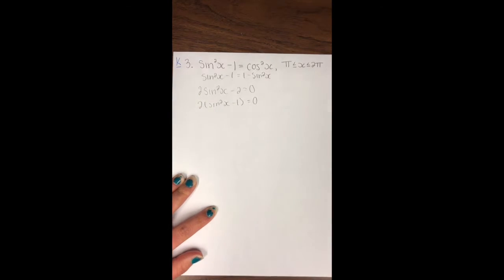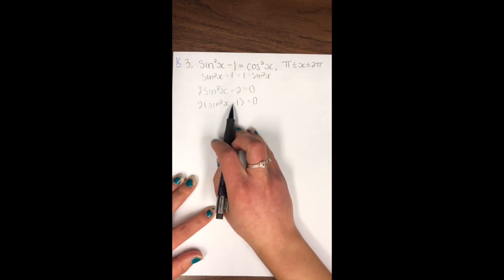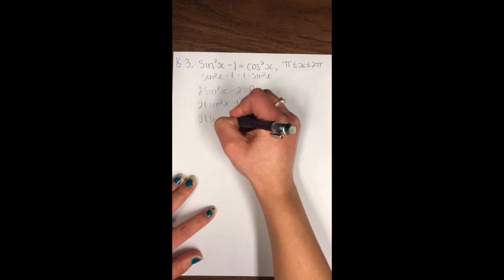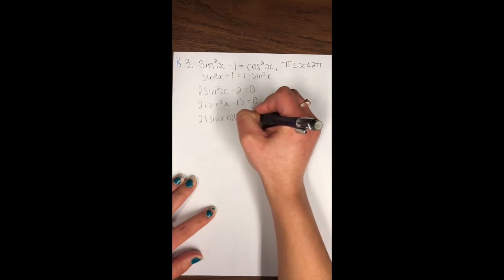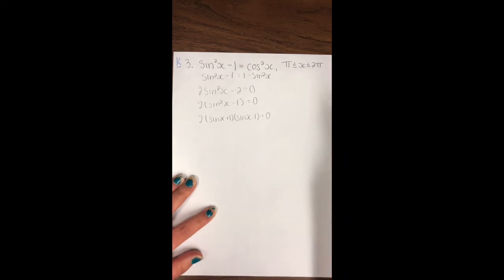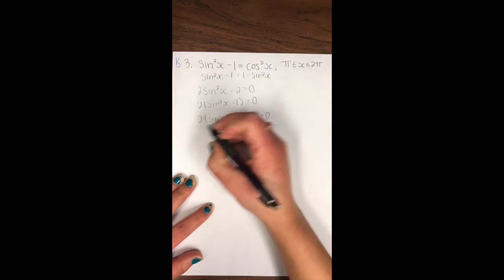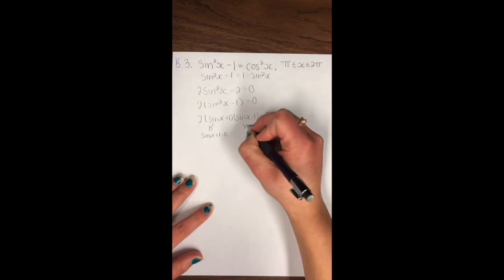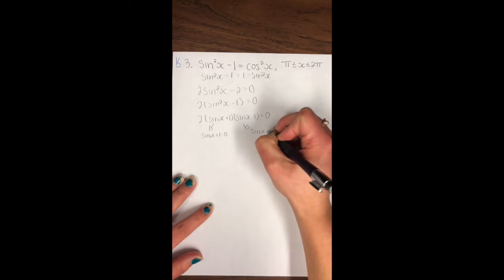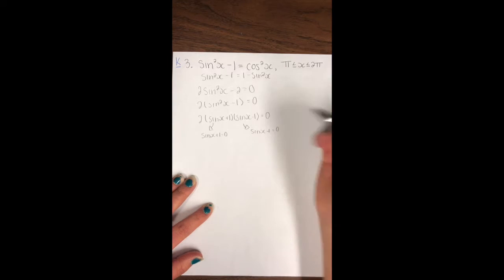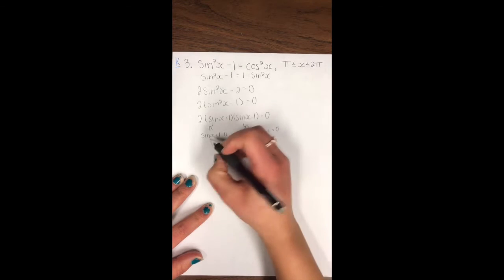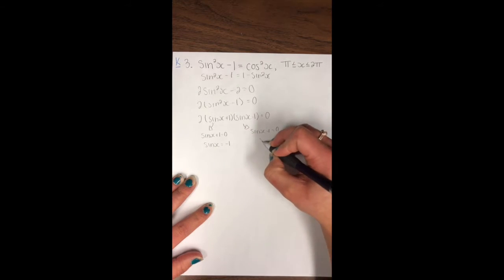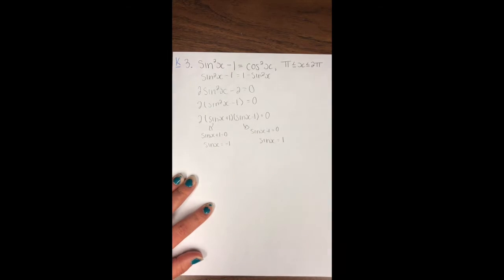To get that, and then this is a difference of squares, so you would continue to factor it again to get sine x plus 1 and sine x minus 1, which is equal to 0. Then you would bring this down to have sine x plus 1 equal to 0, and on the other side, sine x minus 1 equal to 0, and then you would just solve like you would normally solve, so bring the 1 over to the other side. So sine x is equal to -1, and sine x is equal to 1.